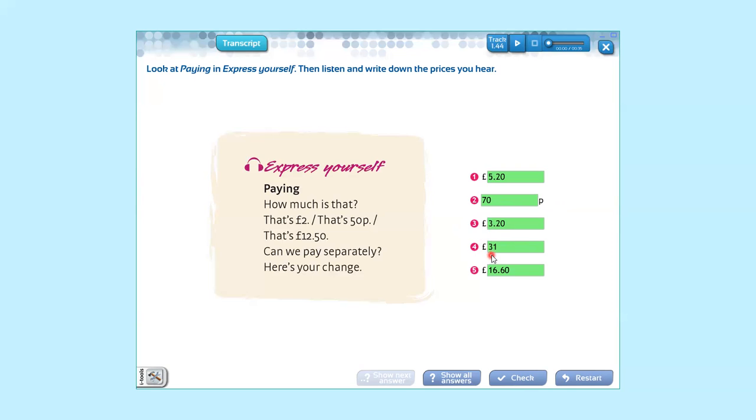Number 4, Mr. Ernesto, quickly. Number 4. 31 pounds, not cents. Those are the cents. In this case, we have 31 pounds. Then number 5.